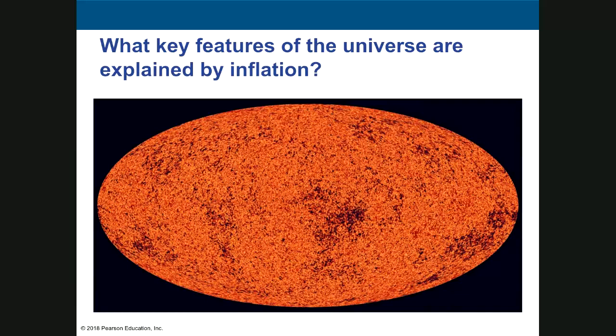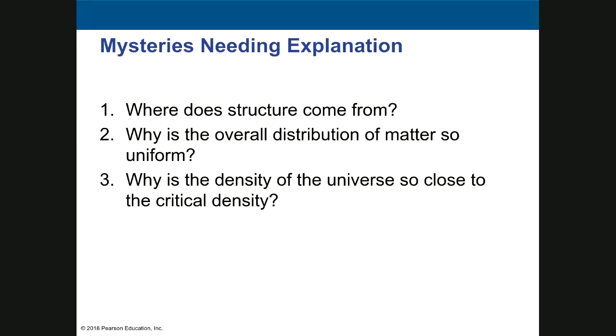So key features of the universe are explained by inflation. Why is this such a compelling idea? That's what we have to know. Told you it's compelling. So we notice that the universe does have structure. All right, where does the structure come from? Why is the overall distribution of matter so uniform? And why is the density of the universe so close to what we'll call the critical density? This critical density refers to the shape of the universe being either closed or infinitely open. And right now it's at this critical density, which means it's flat.